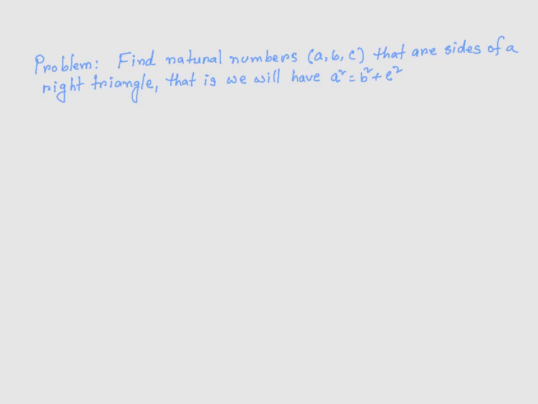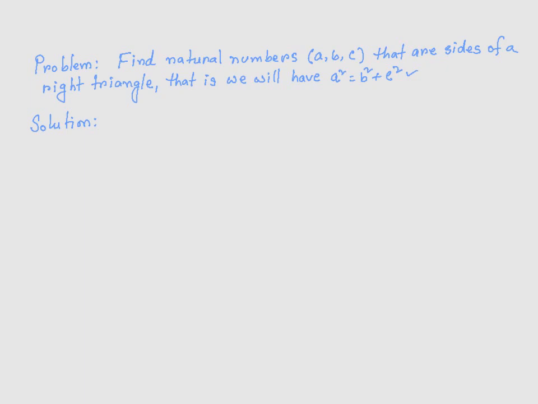In this video, I'm going to find natural numbers a, b, and c that are going to satisfy the Pythagorean theorem, which is a square plus b square is equal to c square. That is to say that I'm going to find natural numbers a, b, and c such that these are the sides of a right triangle.